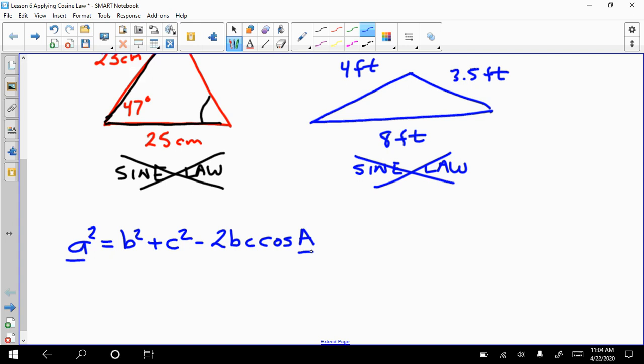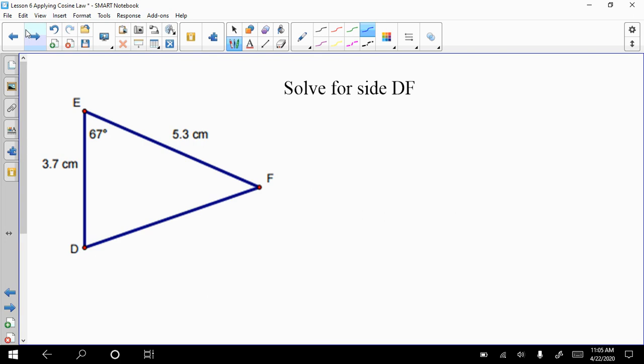The other way of writing it is if you were looking for an angle here, you could write cos of angle A is going to be equal to a squared minus b squared minus c squared all over negative 2 times b times c. So those are two ways of writing cosine law. They're identical, and we can use those. So let's give that a shot. We'll do a few different examples here.